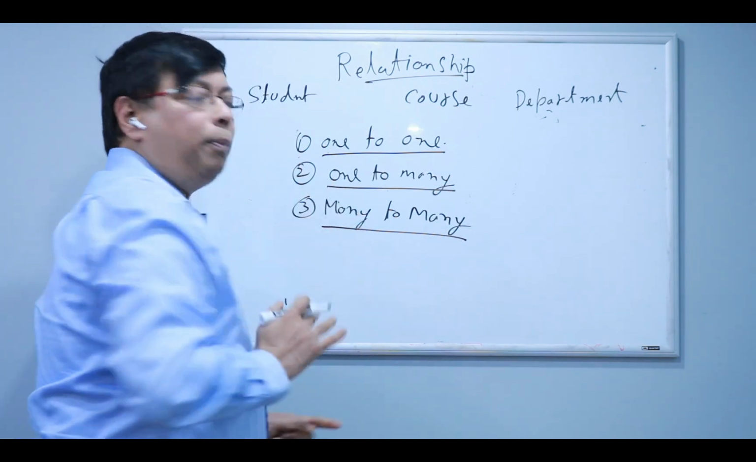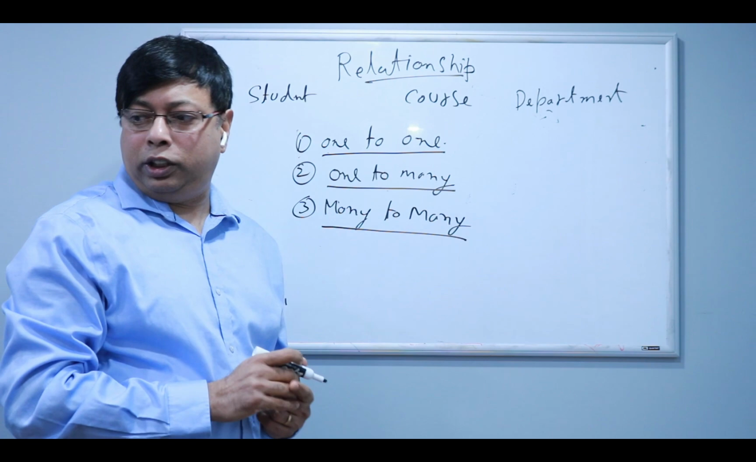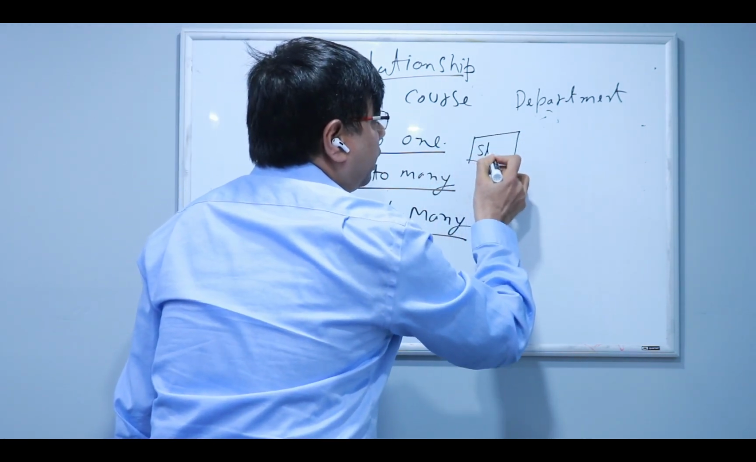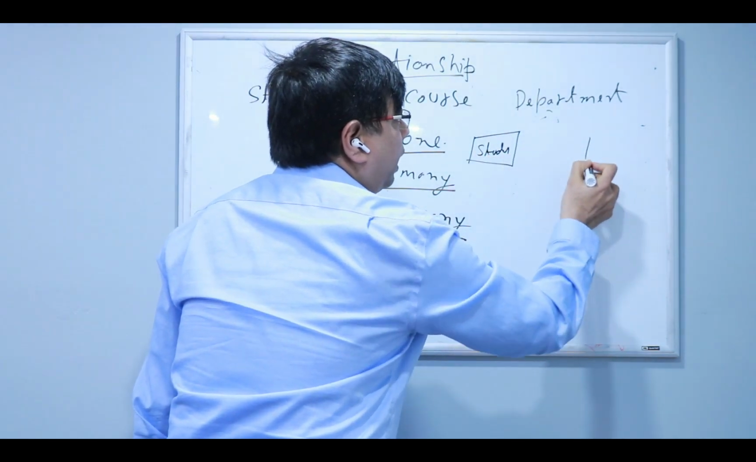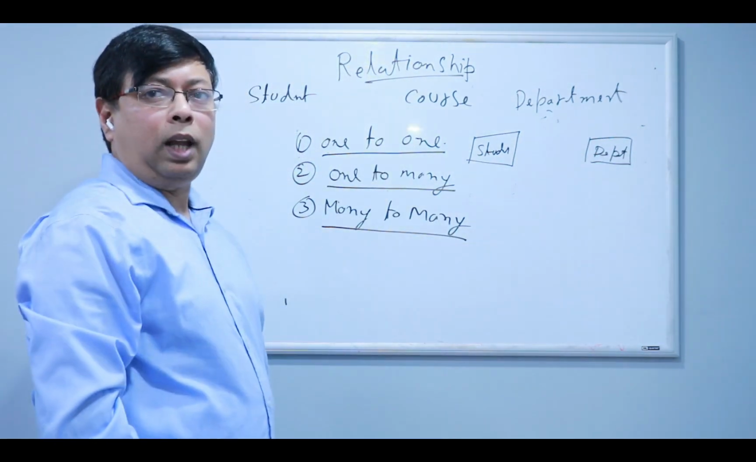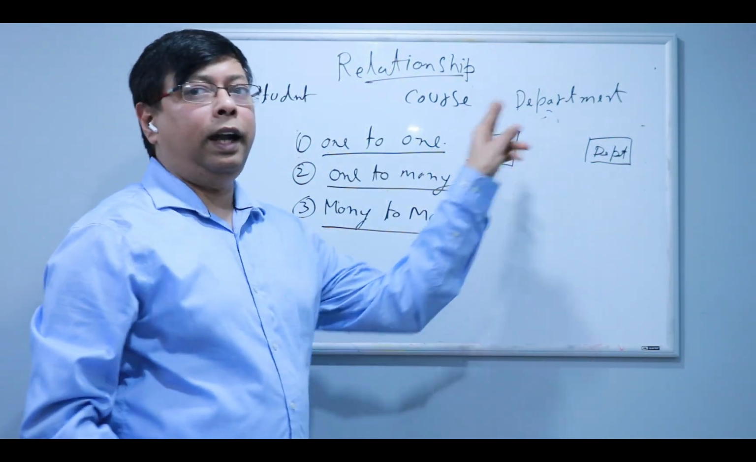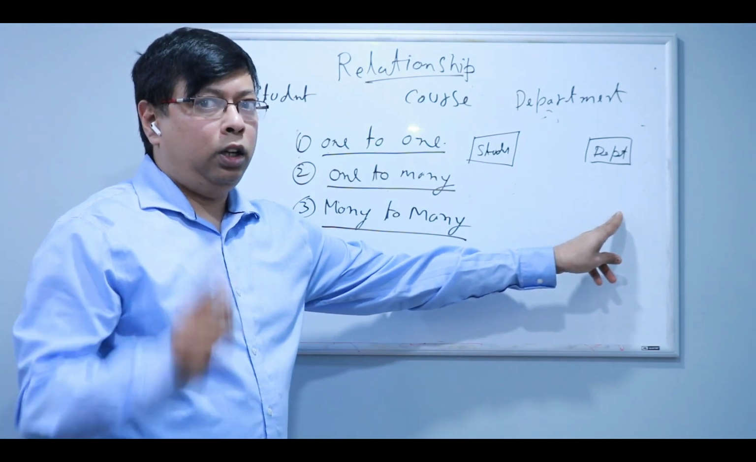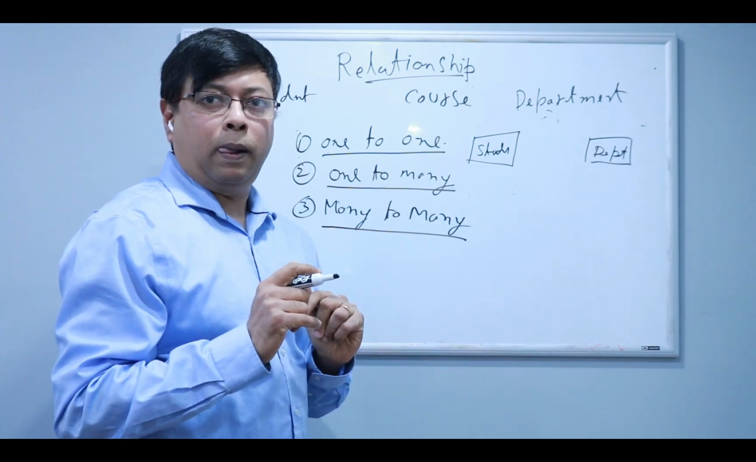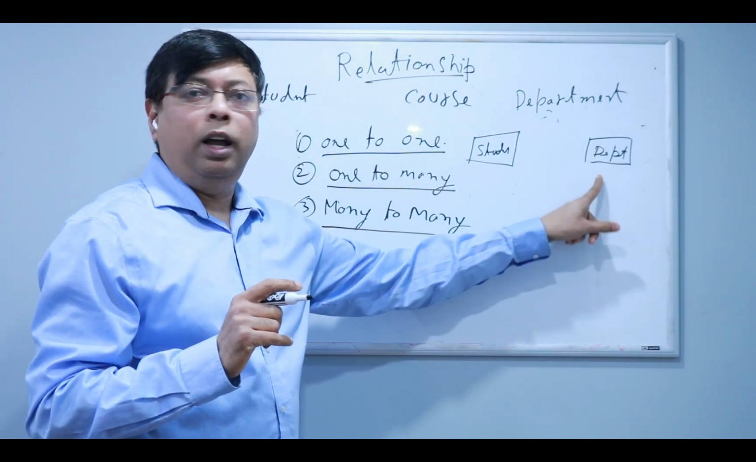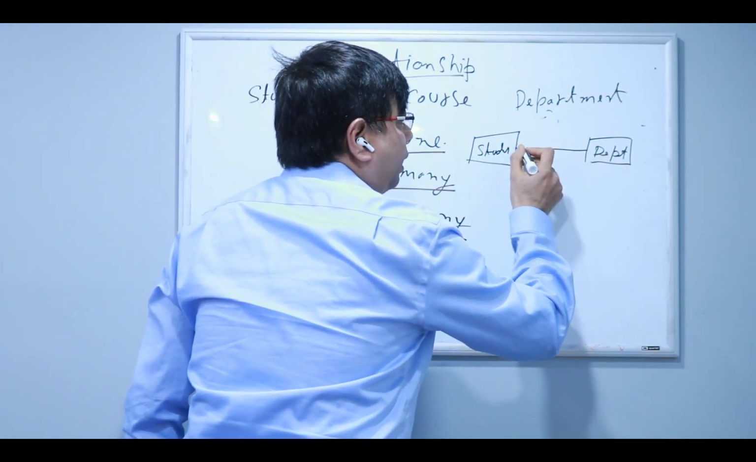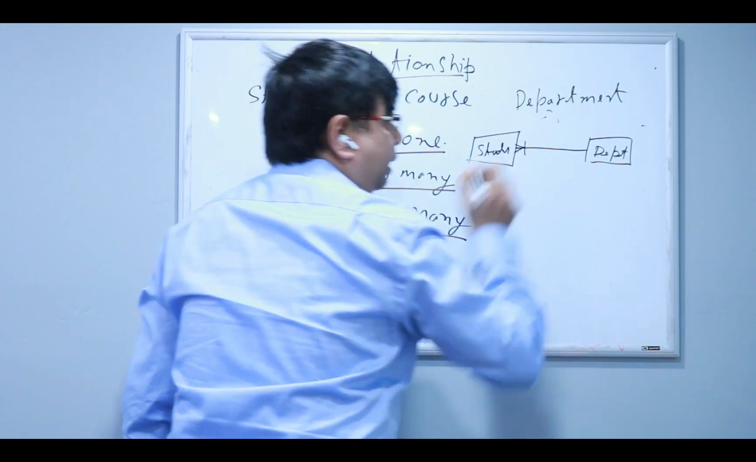So whenever we have to find out what is the relationship, we do what? We make like this. First we make here student, and we make here, let's say, department. Now I will say one student can study in many departments. No, one student can study in one department. Now one department can have many students. In that case, I create a relationship between them like this.